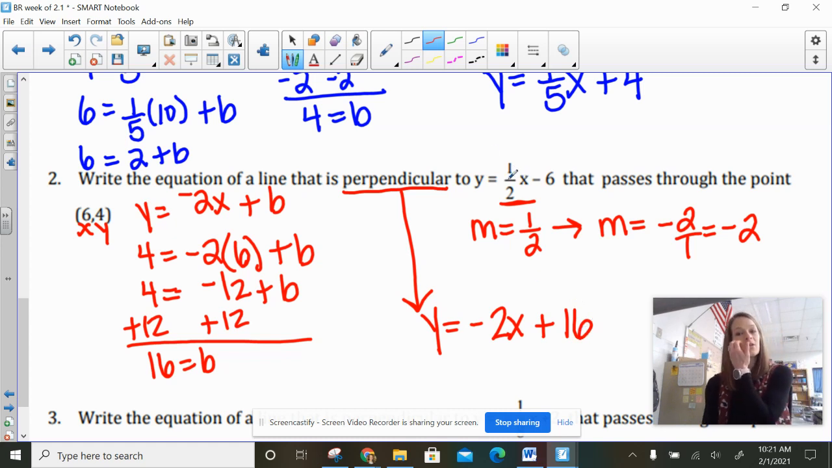So going back to make sure I did everything good, I had a positive, it's now negative. I had 1 over 2, it turned into 2 over 1, which is negative 2. So my slope is negative 2x, and I found my new y-intercept. Okay, I'm going to leave that last example up to you.